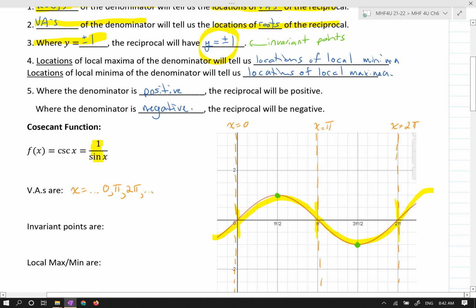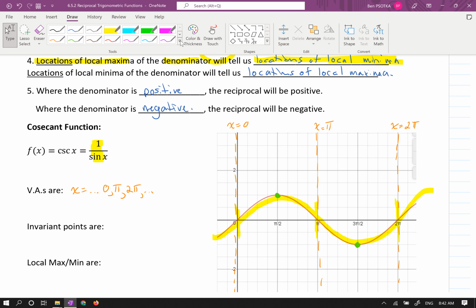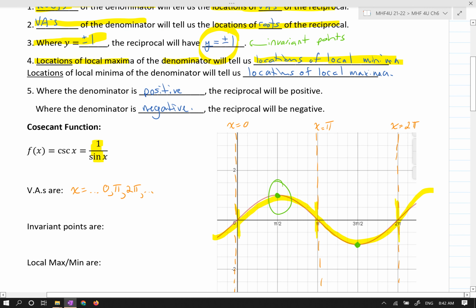All right, locations of local maximums of the denominator will tell us locations of local minimums in the reciprocal function. So that means, where I was looking right here, where y happens to equal plus 1, this is also a maximum of my denominator. And if it's a maximum of my denominator, I'm expecting this to be a minimum of my reciprocal. Down here, this is a minimum of my sine function, so I'm expecting this to be a maximum of my cosecant function.